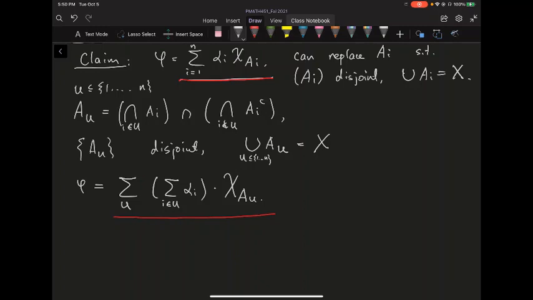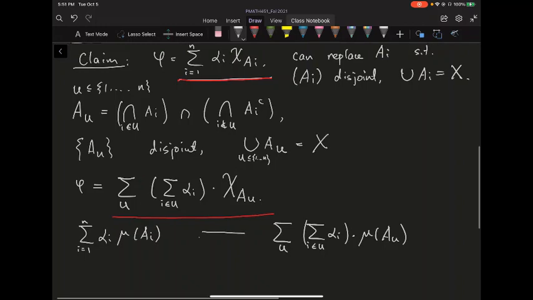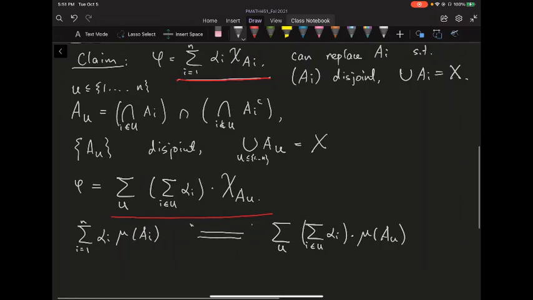Well, how do I show that? In one way, you have the summation of alpha_i mu of A_i. So this is what you get by using the first definition. And the other one is the summation over all the subsets U. I should say the first one is the summation with i going from 1 to n. The second is the sum over all the subsets U, where the coefficient is the sum of alpha_i for i inside U, and you multiply by the measure of A_U, okay? So I want to show that these two are the same. This is my goal, okay?